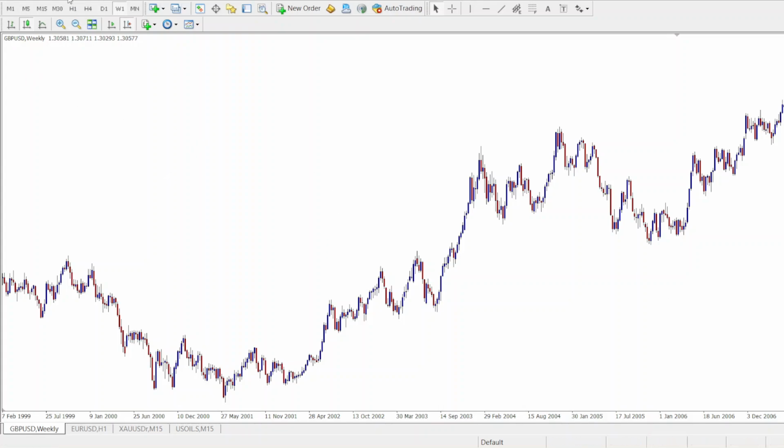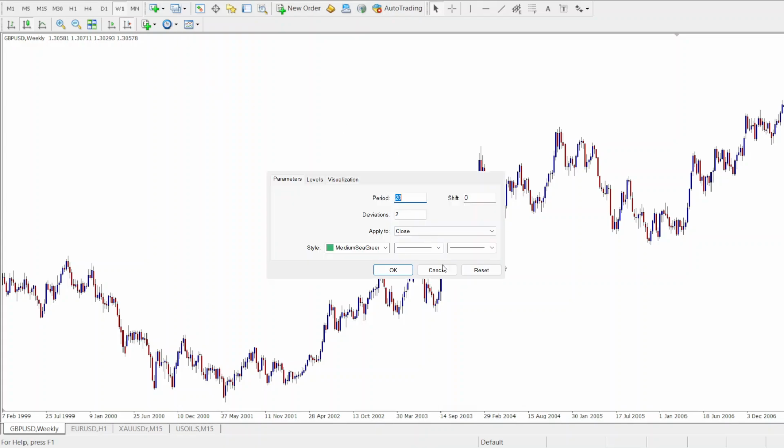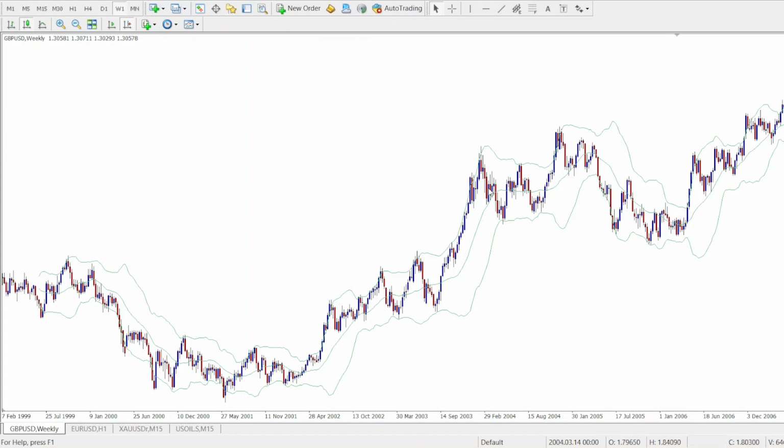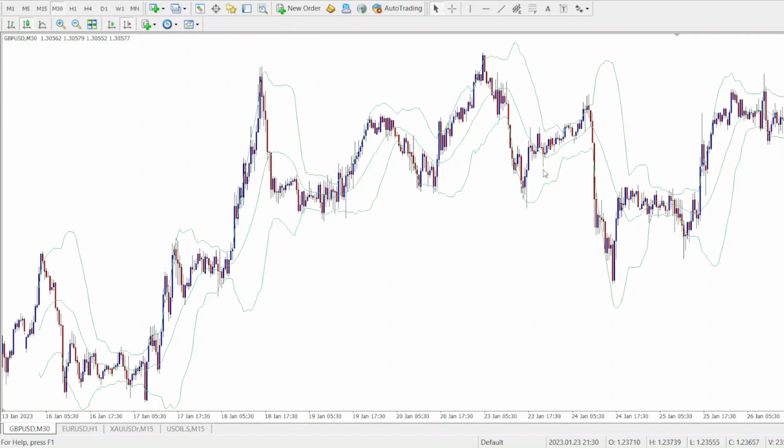Now, let us start by inserting the Bollinger Bands into our charts. The Bollinger Bands are a powerful tool for scalping, actually. They are good for scalping. They allow traders to identify potential entry and exit points based on price volatility. So now let us look at how to set them up effectively.